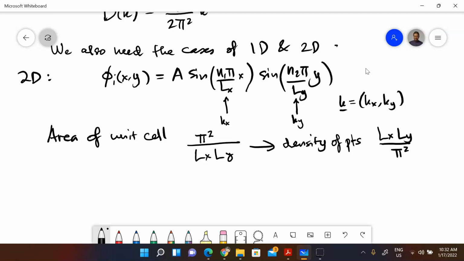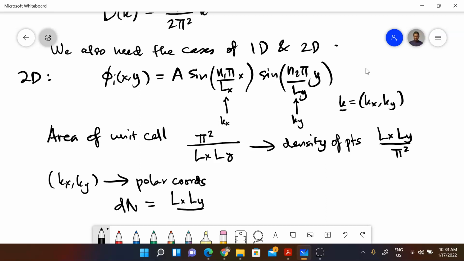So again, what one does is to convert your kx ky to polar coordinates, your planar polar coordinates, and do the same thing. So I'm not going to do that again. I'm just going to write the results. So your dn over here is your density of points over 2.